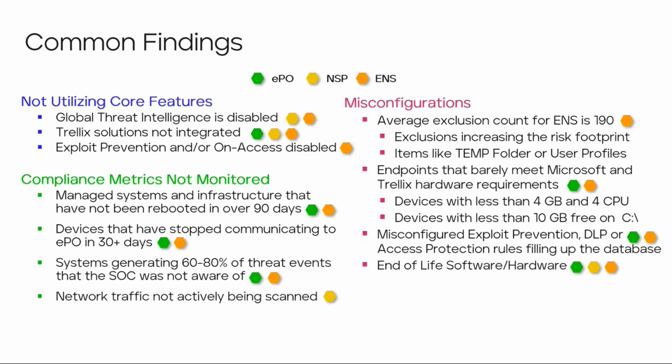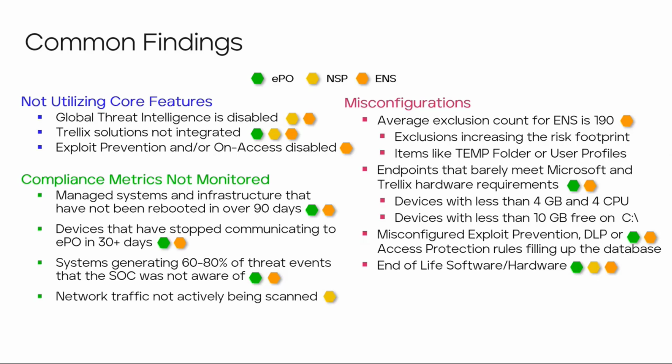So, things we see that are most common are the full temp folder excluded, user profiles, C drive, the system folder, things of that nature being fully excluded from ENS scanning, which those are very common attack vectors from a lot of the malware that's out there that we see.